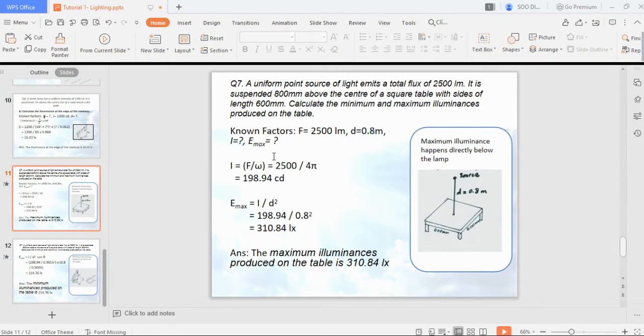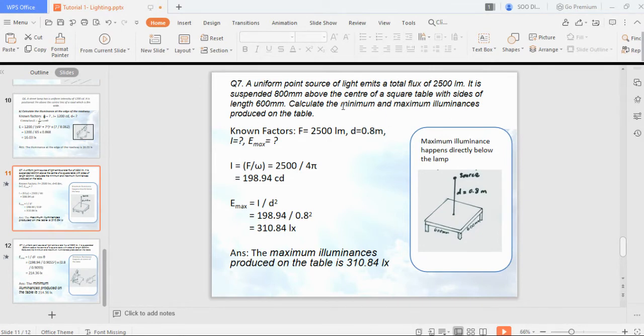Okay, so final question, question 7. You're given a point source which is 0.8 meters above the table, and the table has 4 sides of the same square length, at 600 mm. So it's asking you to calculate the minimum and maximum illuminance values on the table.